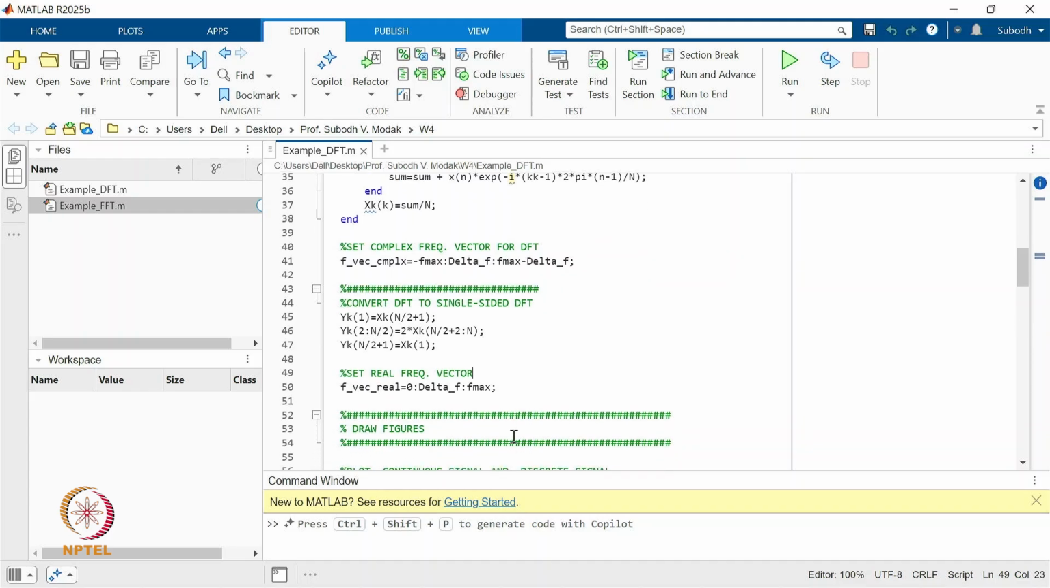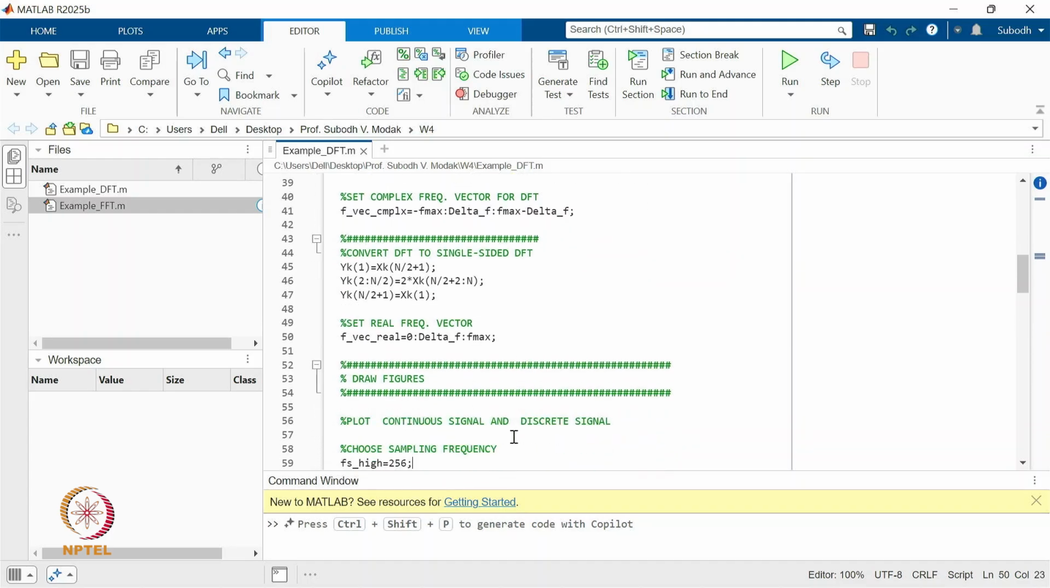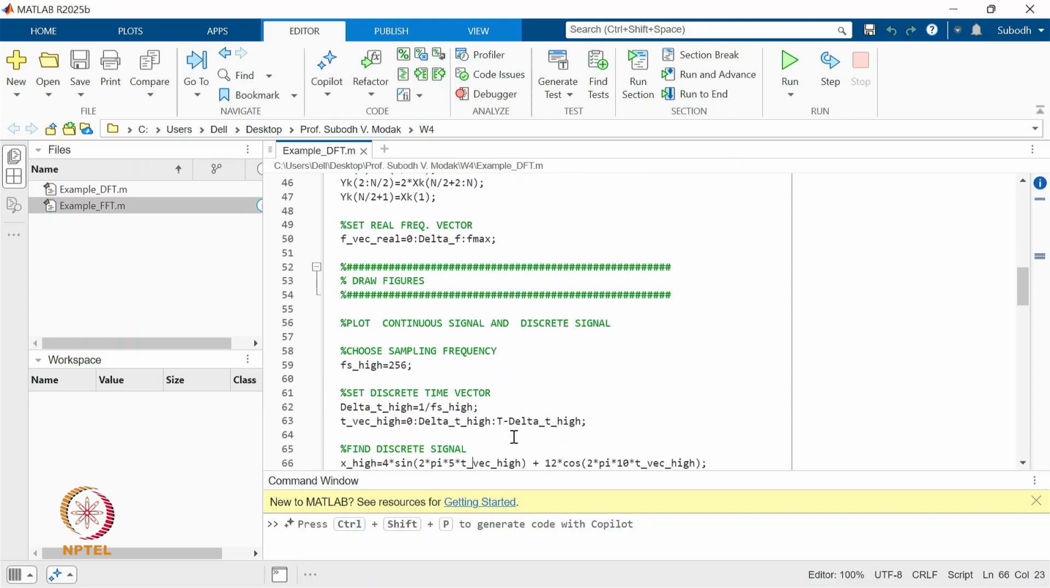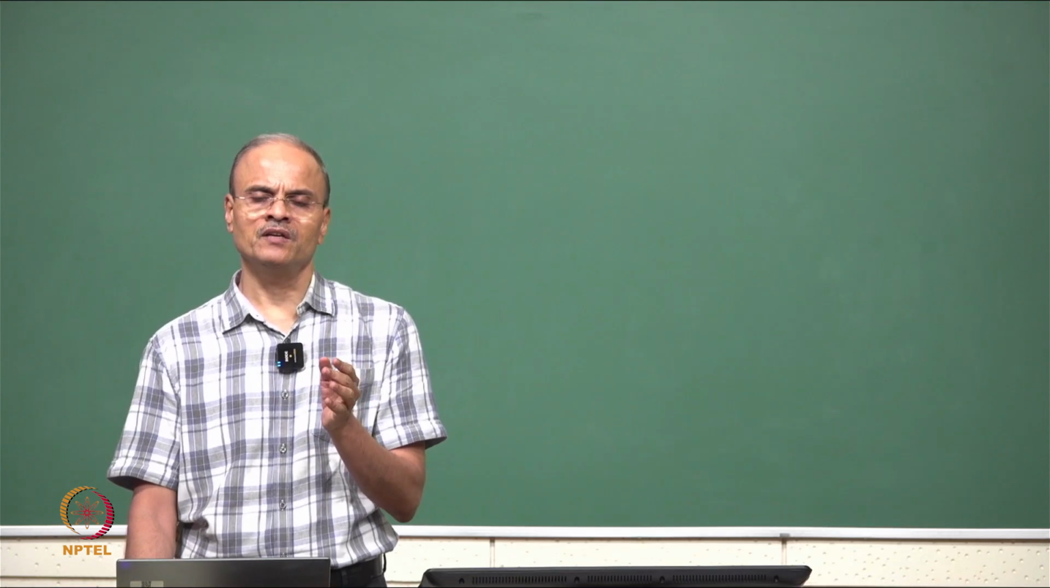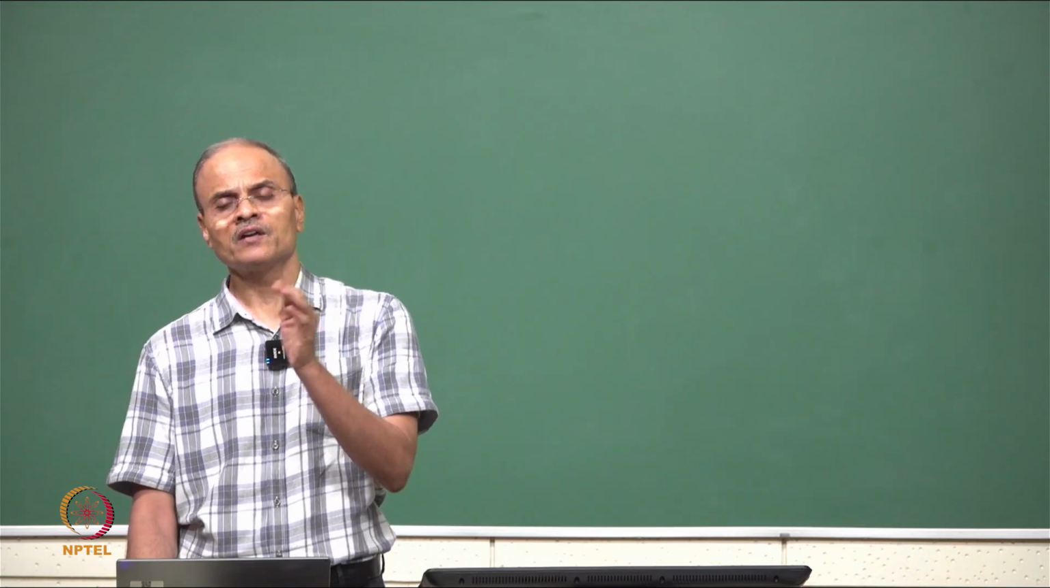Now, we are going to draw the figures. We also have to draw the continuous signal. We obtained the discrete signal for the DFT, but to plot the continuous signal, what I am going to do is sample the signal at a very high frequency, so that when we plot it, it looks just like a continuous signal, because with a high sampling frequency the samples will be very closely spaced. That would give us the visible effect of having a continuous signal.